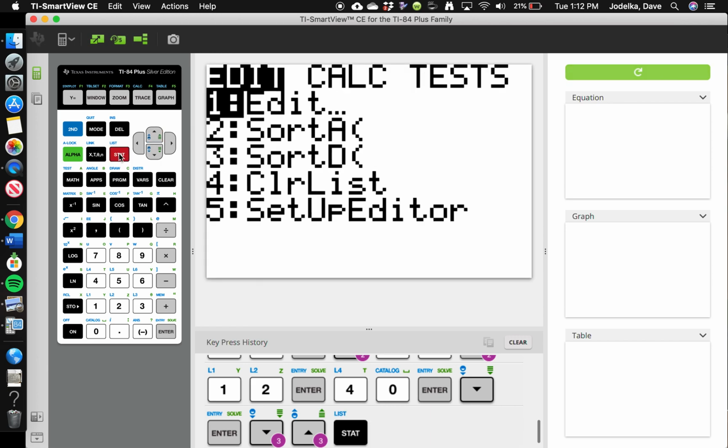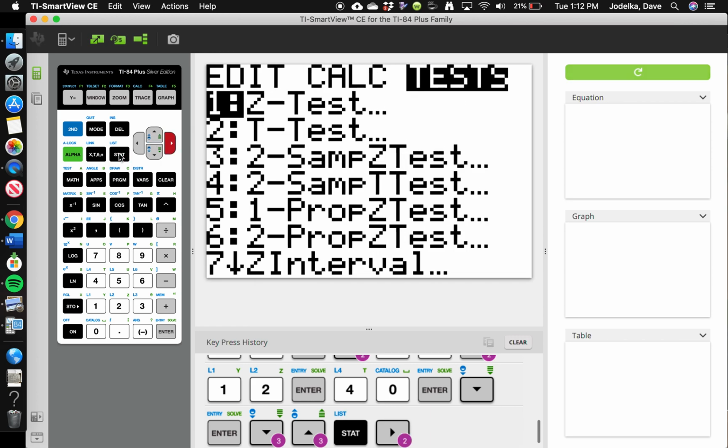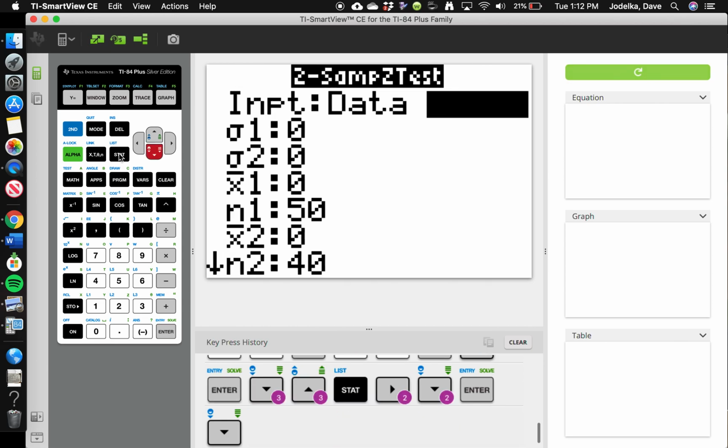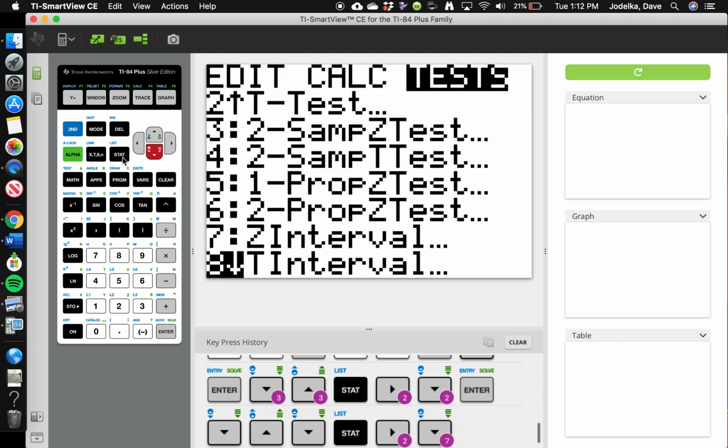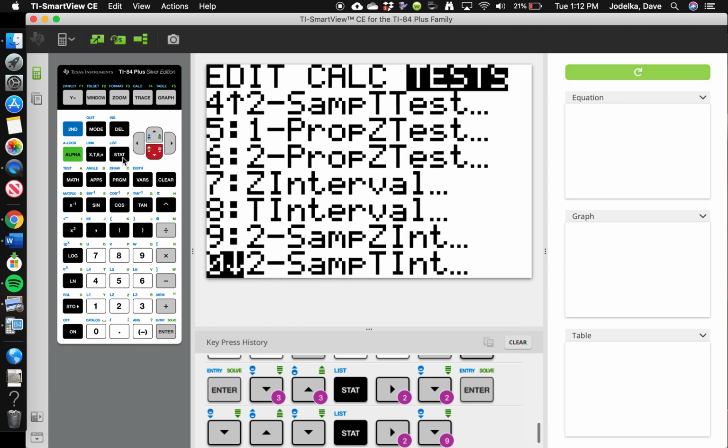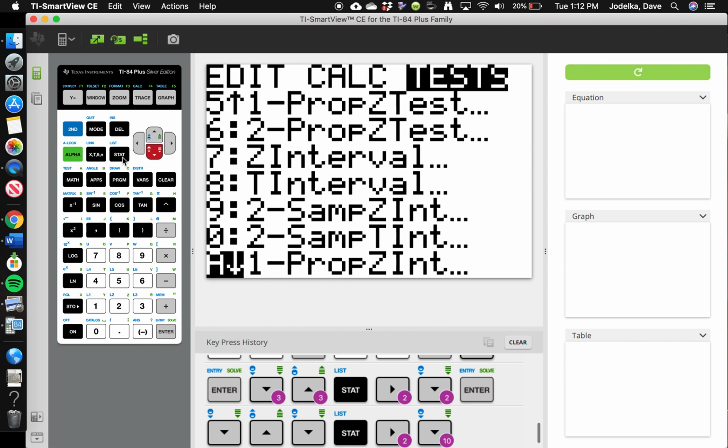If we had done this with means, so let's say it was 2 samples z-test, and this one I have to know a standard deviation. Let's say that implies we know it, so a lot of times we don't know it. So let's see if I can find a better one. 2 samples the interval, t-interval.